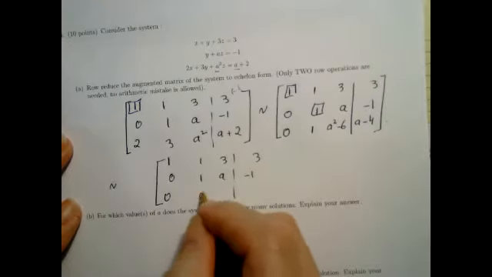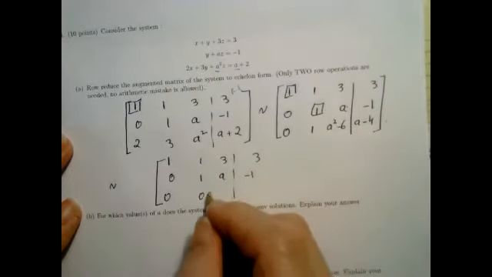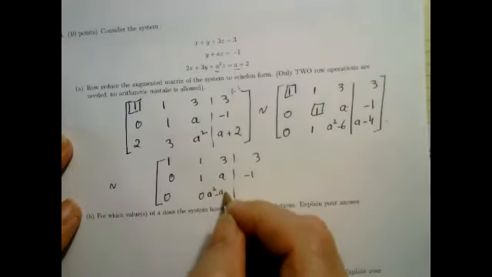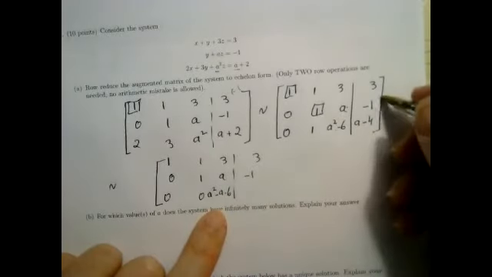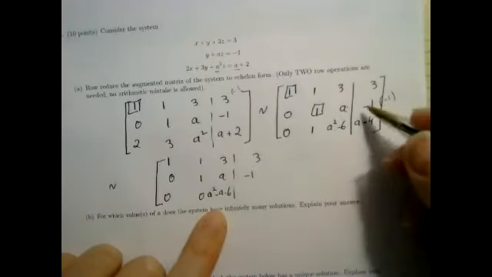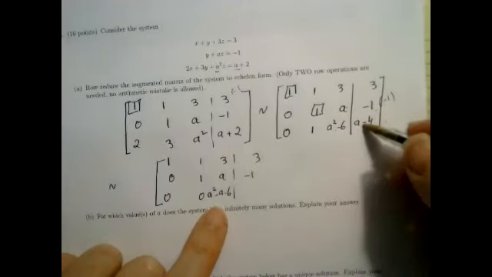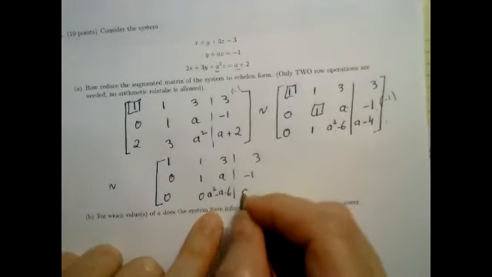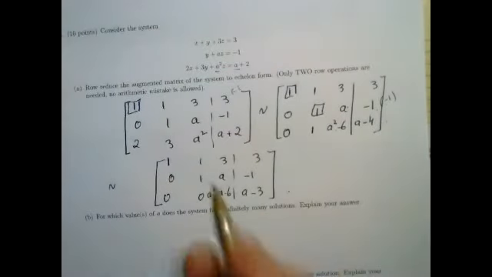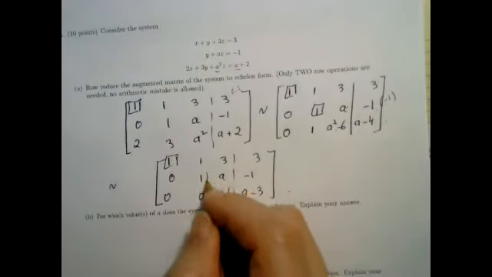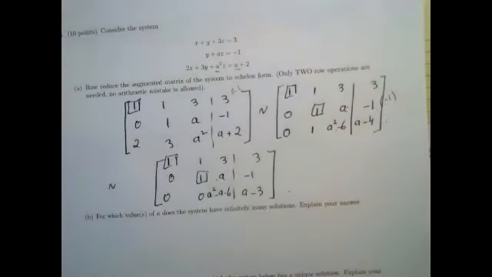0 minus 1 plus 1 is a 0. Minus a will give me a squared minus a minus 6. And then here I have to multiply by minus 1. Minus minus, that's a plus. And this would leave me with a minus 3. So that's my echelon form. And I said no reduced echelon form, just stop at the echelon form.